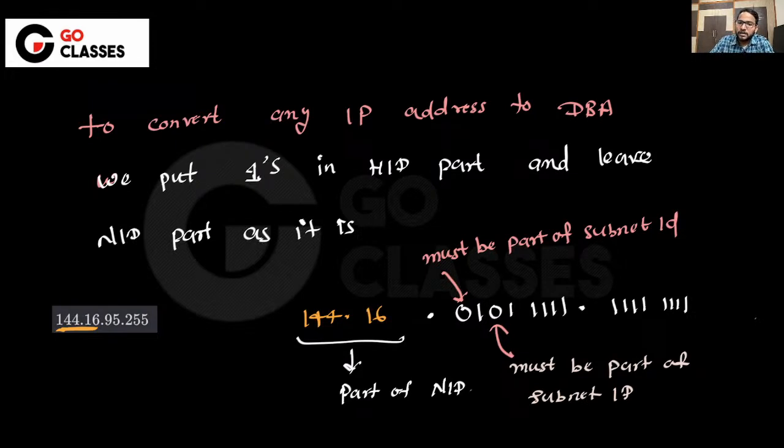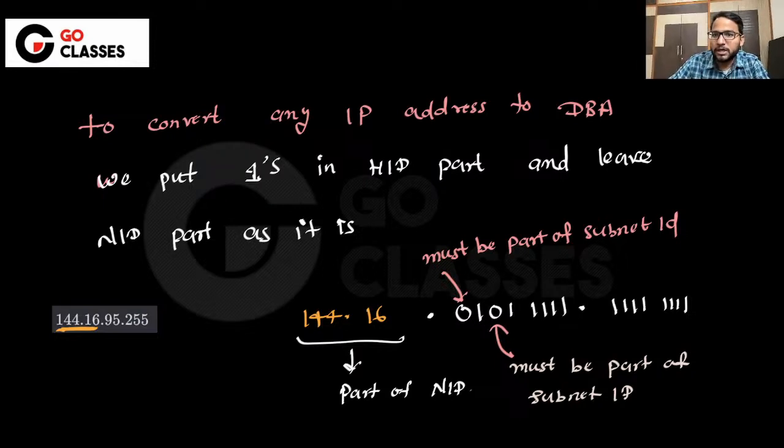Now they are saying that you have ones in a few other places. Tell me here, can you say whether it is part of the host ID or the subnet ID? It may be part of the host ID, it may be part of the subnet ID. That is the problem, you don't actually know. Since it is 1, there are two cases. Either earlier it was 0 and you converted it to 1, which means it was part of the host ID, or earlier it was also 1.